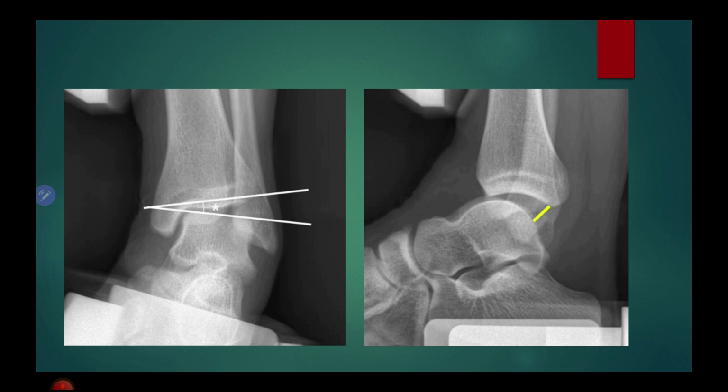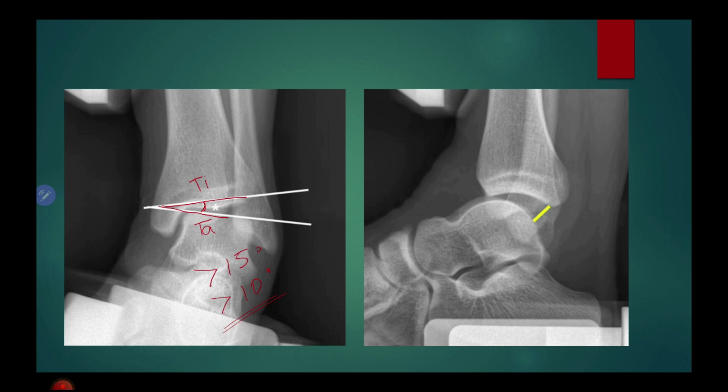So the radiographic criteria for chronic lateral ankle instability surgery are more than 15 degrees, either more than 15 degrees or a side to side difference of more than 10 degrees in the tibio-talar tilt angle. So this is the talus and this is the tibia, and this is the tibio-talar tilt angle. If it is more than 15 degrees or if the side to side difference is more than 10 degrees, then we can say that this patient is having chronic lateral ankle instability.